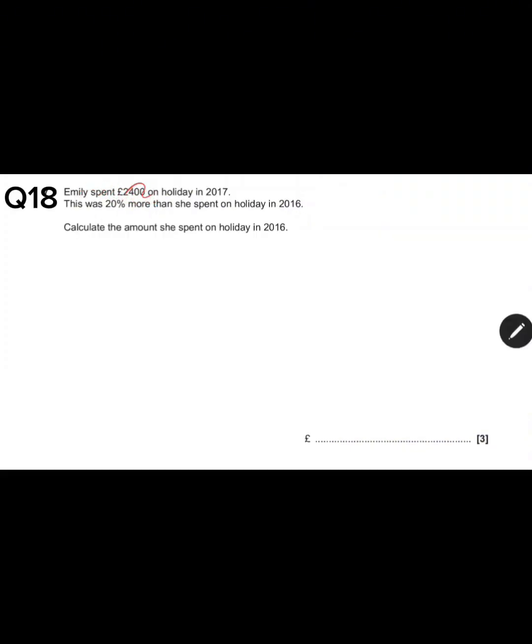We've got my mate Emily spending £2,400 on holiday, and this is 20% more than she spent last year. And we want to know how much she spent last year. So it's a typical reverse percentage question. What we want to know is what she spent in 2016, which we're going to call 100%. In 2017, we know what she spent. It was 20% more than this.